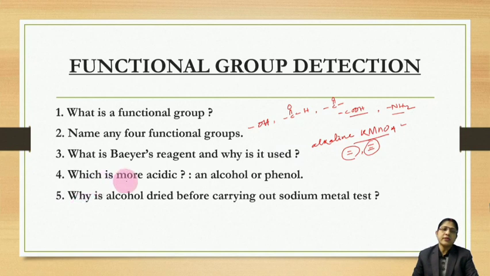The next question, which is more acidic, an alcohol or phenol? Remember, phenol is more acidic. Acid means what? It gives H plus ion. So comparatively, phenol is more acidic. So we can write here the phenolate ion resonating structure. It is phenol after giving H plus. It forms what? Phenolate ion. So phenolate ion is stable due to resonance.